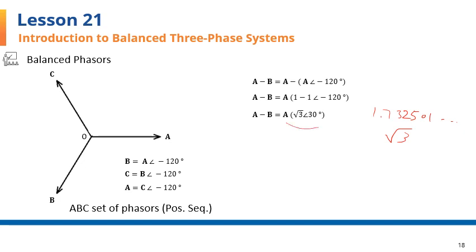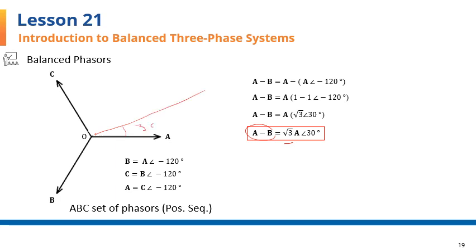I can rearrange this to look like this. A minus B equals the square root of 3 times phasor A with 30 degrees angle added to the angle of A. And let me draw that here. So this phasor, A minus B, would have a 30-degree angle with the horizontal. And we'll have a length that is square root of 3 times absolute value of A, or magnitude of A.